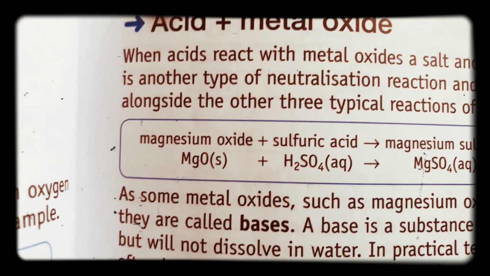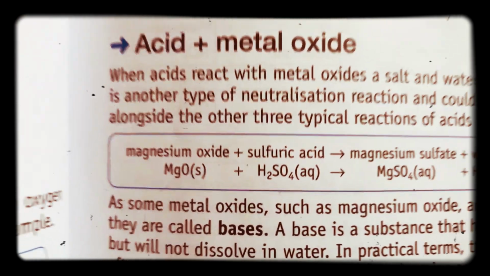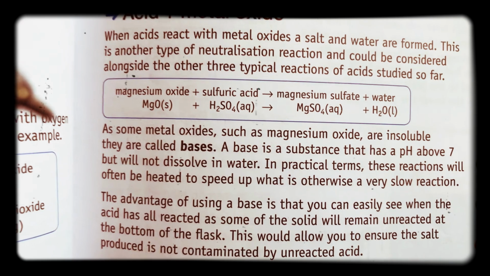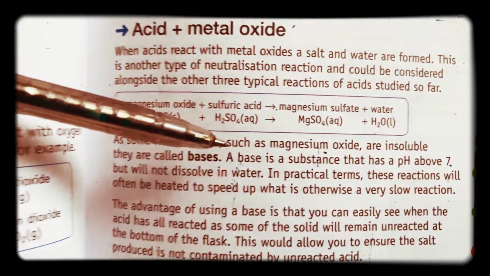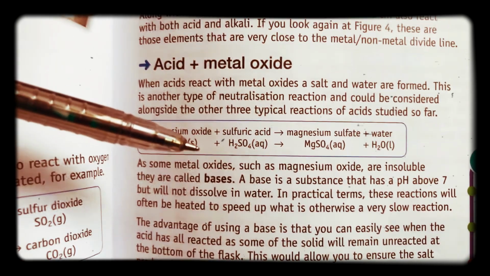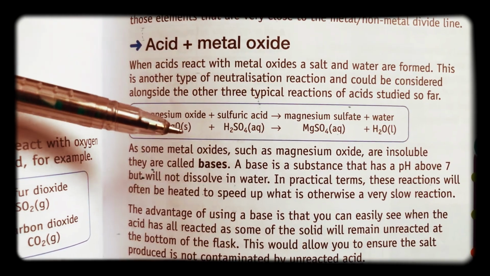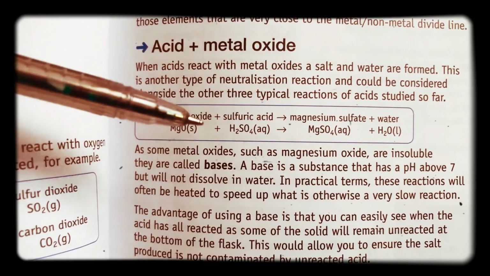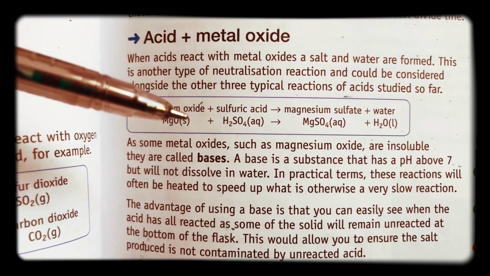If you have a base that is soluble in water, that is classified as an alkali. It's still a base, but it's classified as an alkali. So that's what this is basically telling you. Some metal oxides, such as magnesium hydroxide, are insoluble. They are called bases. So in practical terms, these reactions will often be heated up to speed up what's otherwise a very slow reaction. Okay.